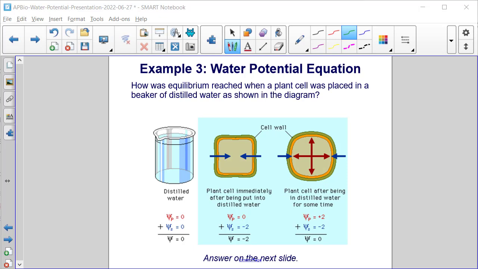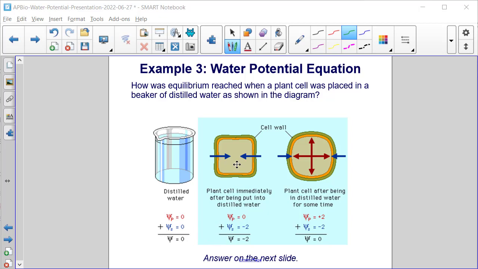Example 3, water potential equation. How was equilibrium reached when a plant cell was placed in a beaker of distilled water as shown in the diagram? So we started with distilled water, where the pressure potential and solute potential were 0, overall water potential was 0.